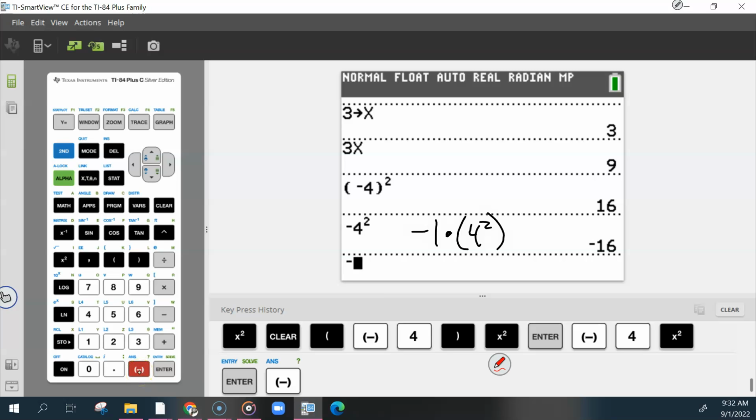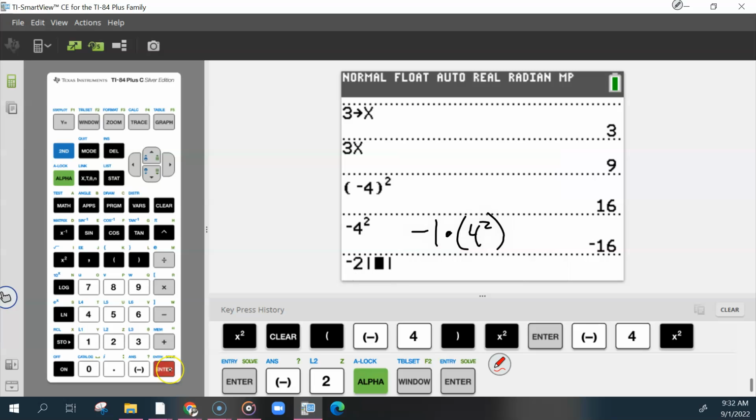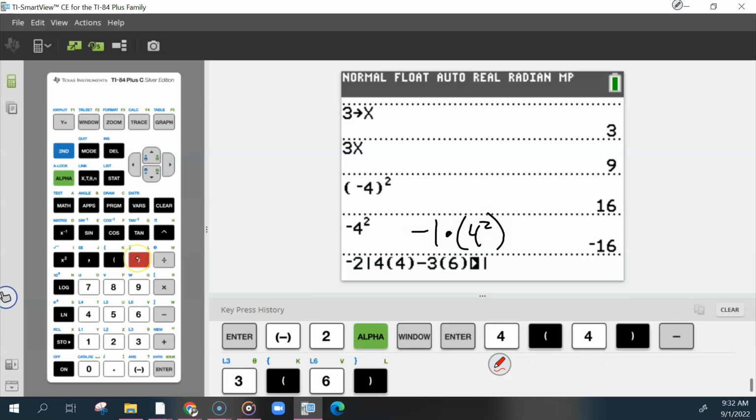So negative 2. Absolute value bars are in alpha window. When you hit alpha window, it's that very first one, ABS. And then I'm going to use my parentheses, 4 and then times 4 minus 3 times 6. I'm going to come out of my absolute value bars and add 5. And as long as all of my numbers are typed in correctly, I should get the exact same answer.